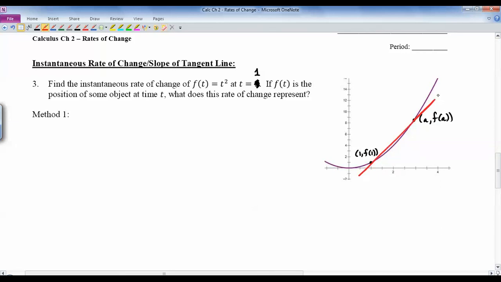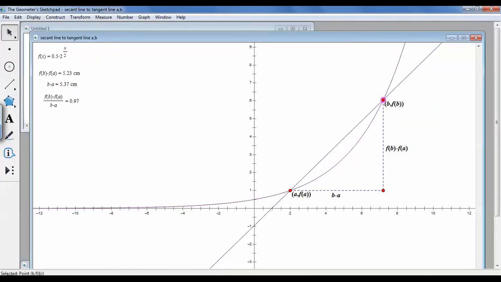But if a gets really close to 1, so if I actually move this point closer and closer to 1, at some point that secant line that I'm drawing starts to look more and more like a tangent line. And to prove it, I've got this sketchpad here. So here's A. That's like the point 1, f of 1 on the previous picture. This is a different kind of function, though.